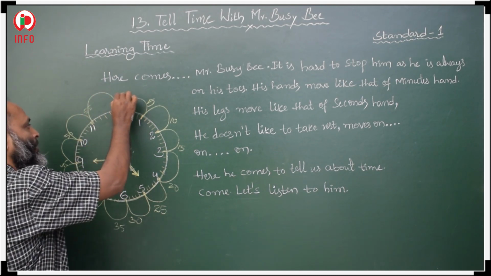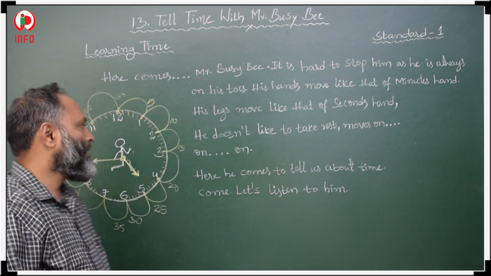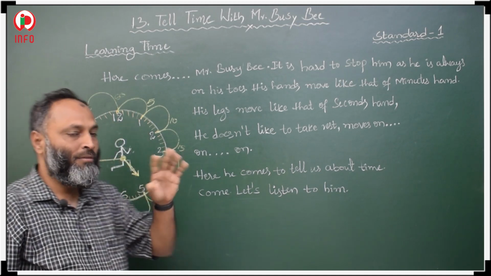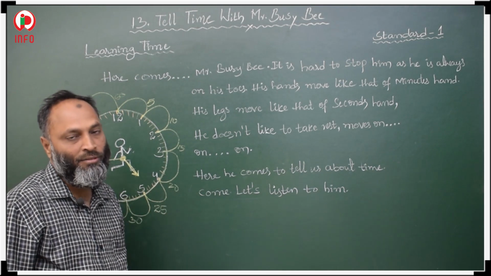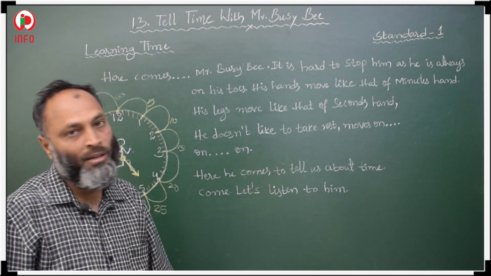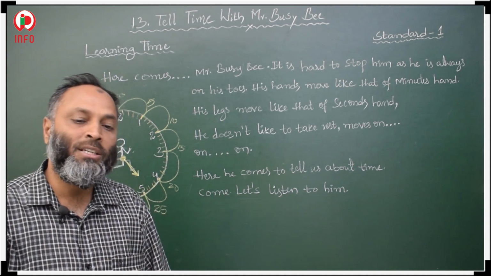and 11 to again 12 is 60 minutes. Total how many minutes do we have? Total 60 minutes. On every consecutive number we have 5 minutes. How many minutes? 5 minutes on every consecutive number. Okay, students.